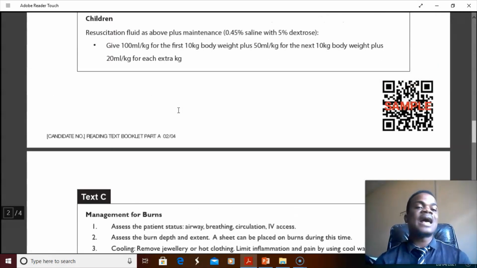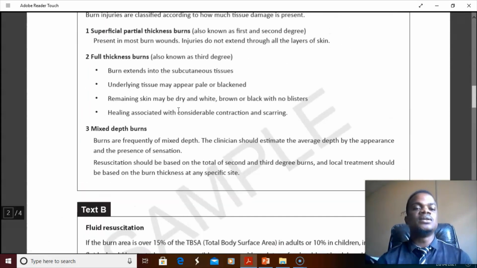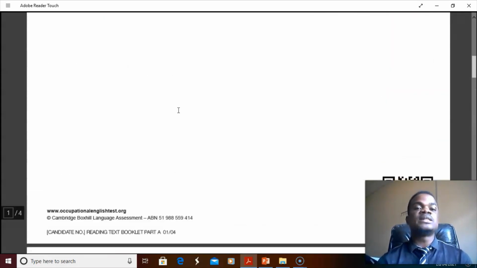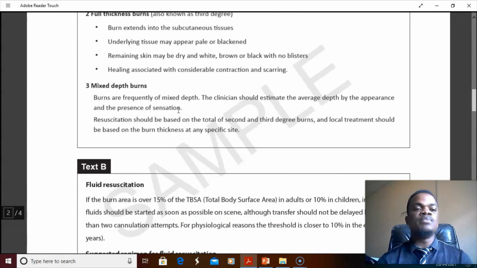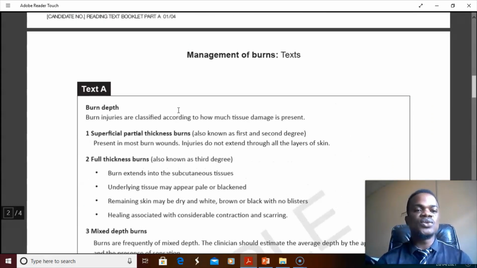This is how you will see the reading Part A on the exam day. The reading text will be given to you, and it will be divided into 4 parts: A, B, C, and D. And the answer booklet that I showed you before will contain 20 questions, and you will write your answers in the answer booklet.